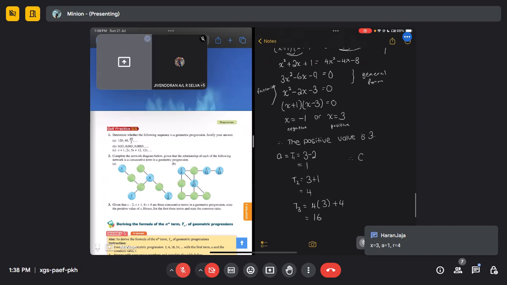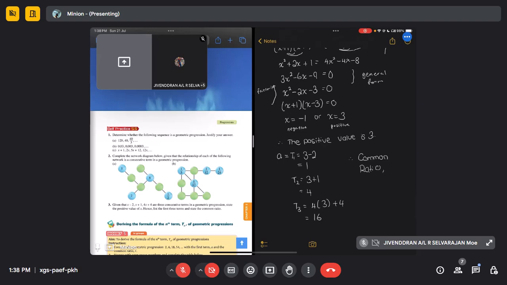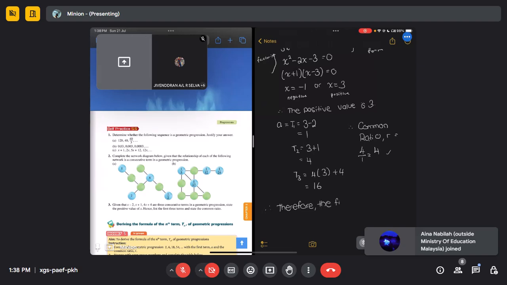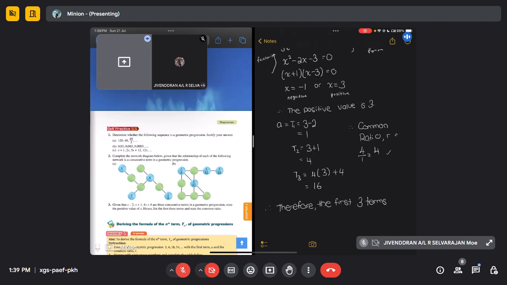So the common ratio. Therefore the first three terms, write in words better, okay? Are 1, 4, 16, with the common ratio.